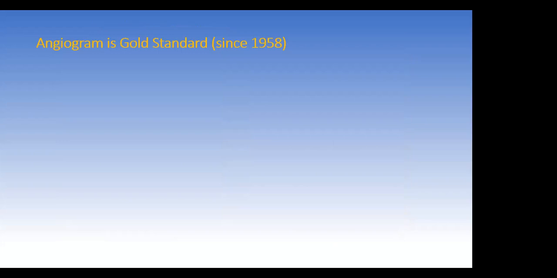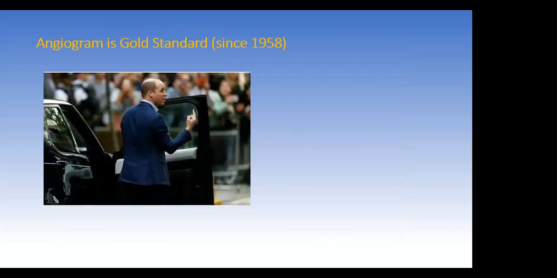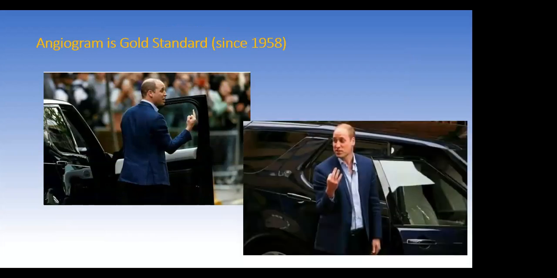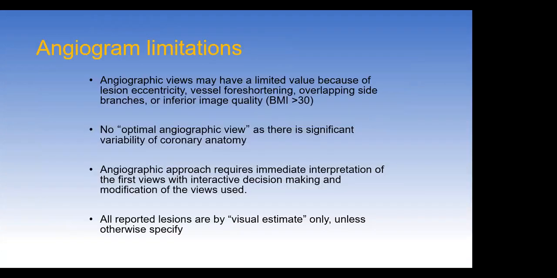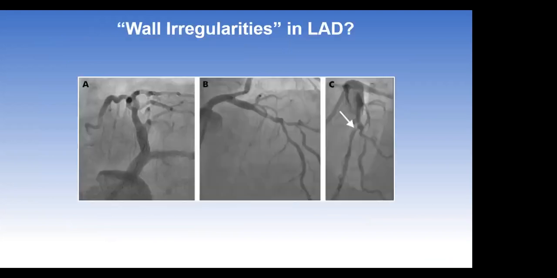Angiogram has been the gold standard since 1958 and is the perfect tool, as demonstrated on this picture. Just because you're seeing it in one view doesn't mean that what you're seeing is true. Despite the fact that it's quote-unquote gold standard, there are multiple limitations I'm trying to outline here, starting from patient body habitus, the fact that there is no optimal angiographic view because each patient is different, the fact that we need to make a decision right away to make a diagnosis, and that we don't use any specific measurements routinely, we're using visual estimate, so we eyeball the lesion.